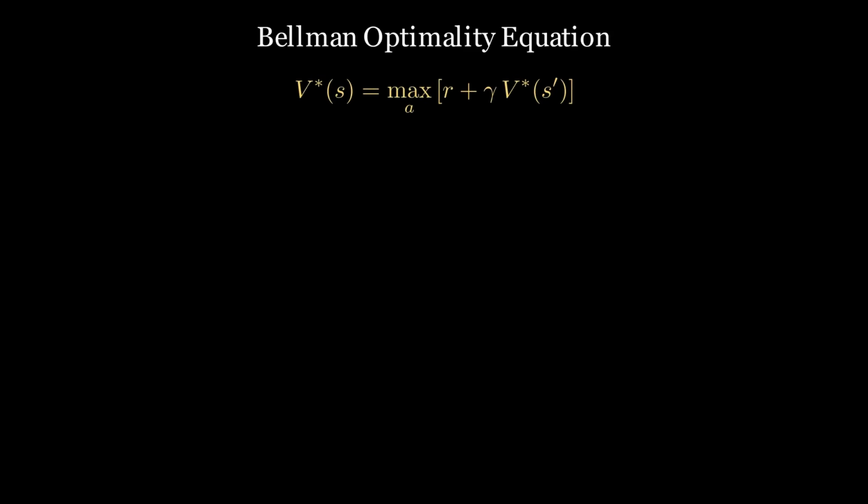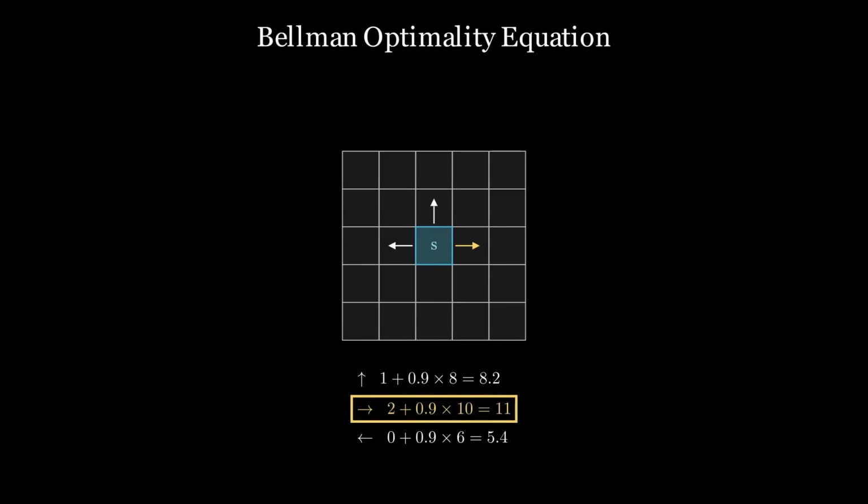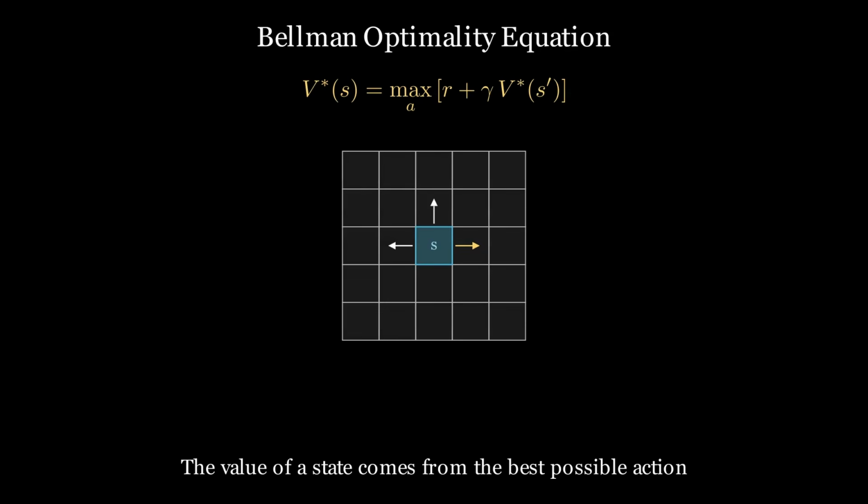To compute the optimal value of a state, we evaluate every possible action. Up gives 8.2, right gives 11, left gives 5.4. The optimal value is the maximum, 11. The Bellman Optimality equation says, take the best action, and that gives you the true value of the state.